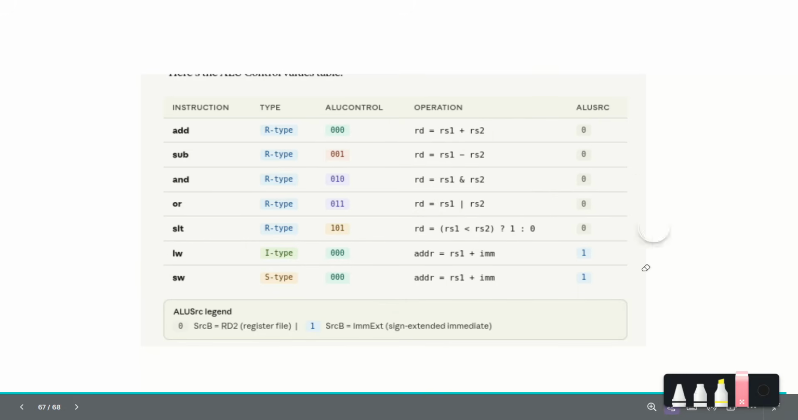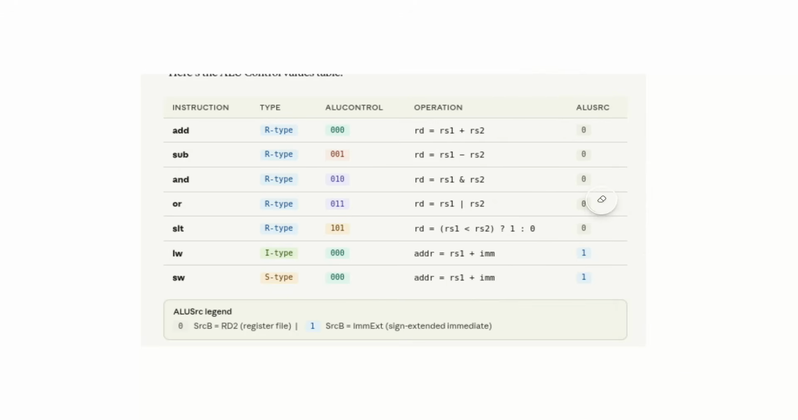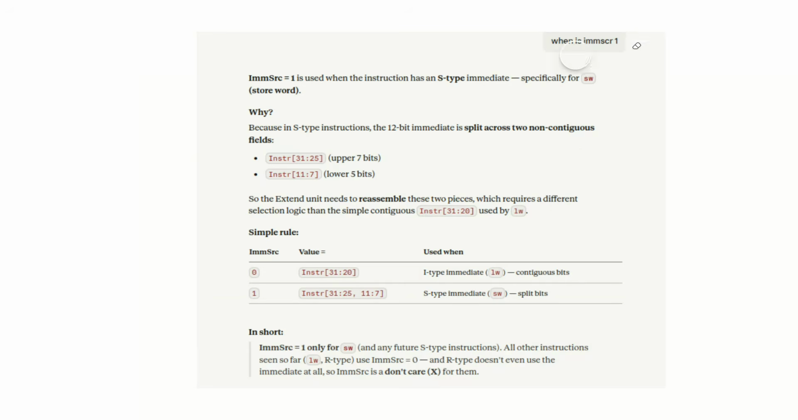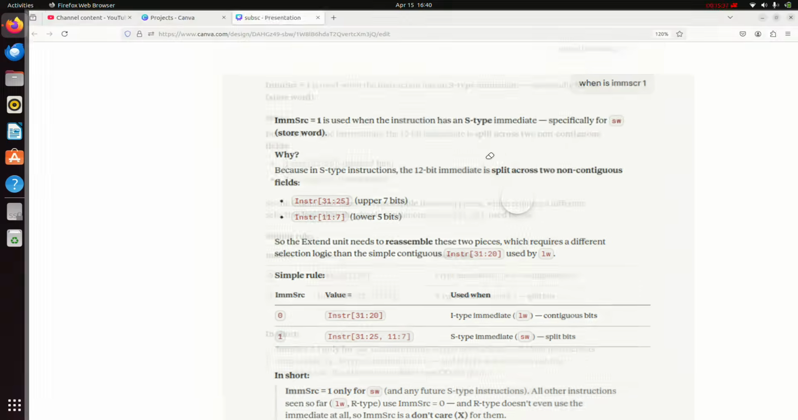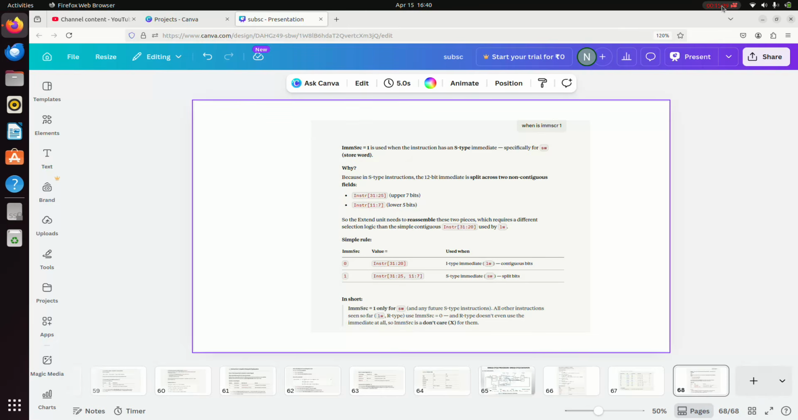You have understood how ALU SRC is 1, and when immediate SRC is 1. Immediate SRC is 1 in S type, when the split immediate values have to be combined into one single value. Yeah, this is for the store. Next we will do the next instruction.